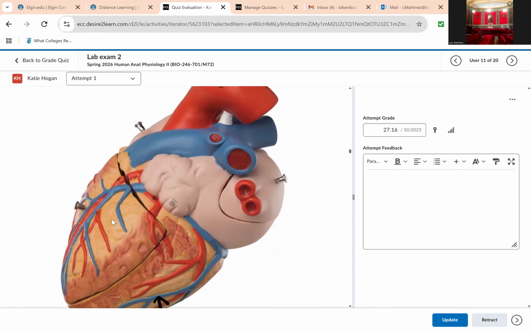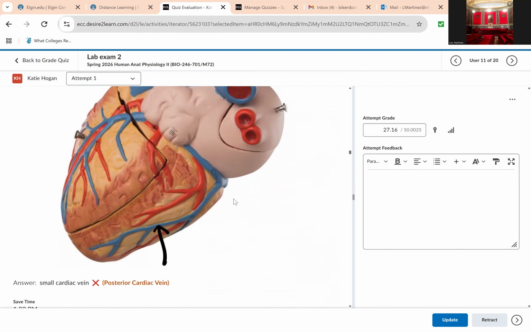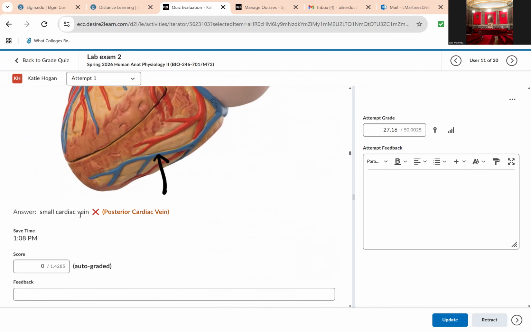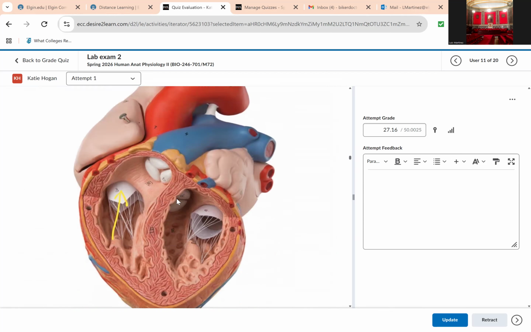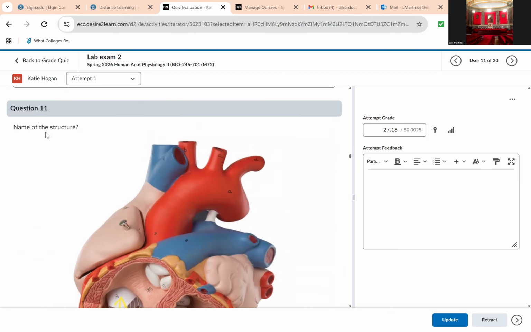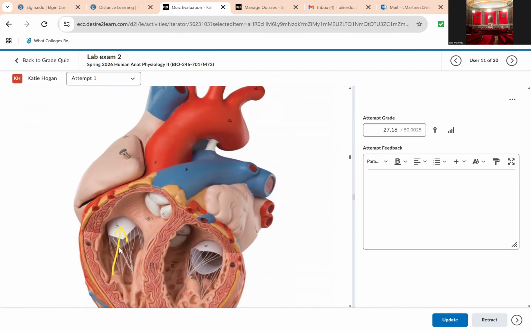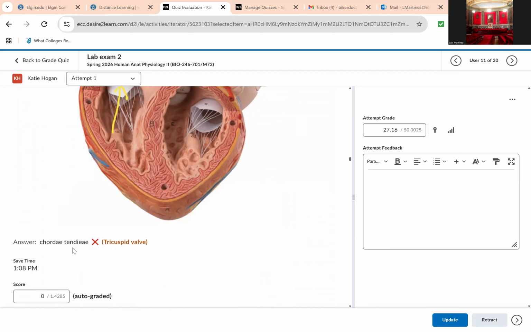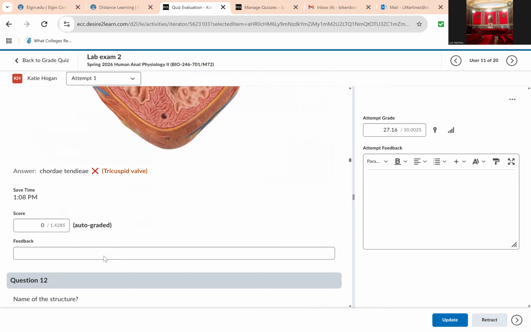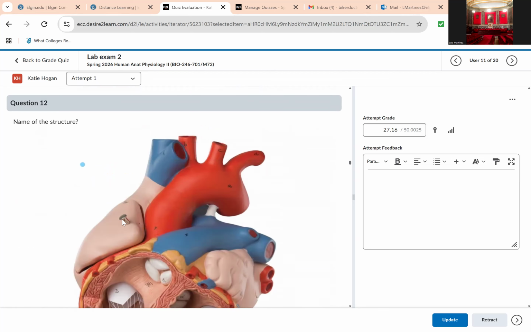Question number 10. This is the posterior cardiac vein. You answered the small cardiac vein. Obviously, that's not the correct answer. Name of the structure for question 11. If you look, the arrow is pointing to this white part here with the number 3, not to the strings down here. Your answer was the chordae tendineae, and the correct answer is the tricuspid valve. So obviously, it's the incorrect answer.